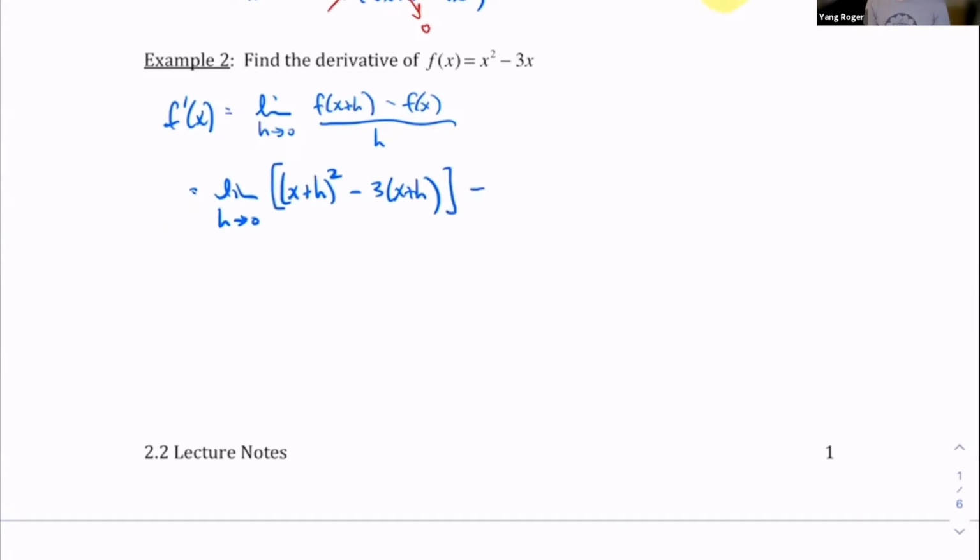And then I'll put minus. I'm going to put square brackets around the next term. So the next term is just going to be x squared minus 3x. And then the denominator here is all divided by h.